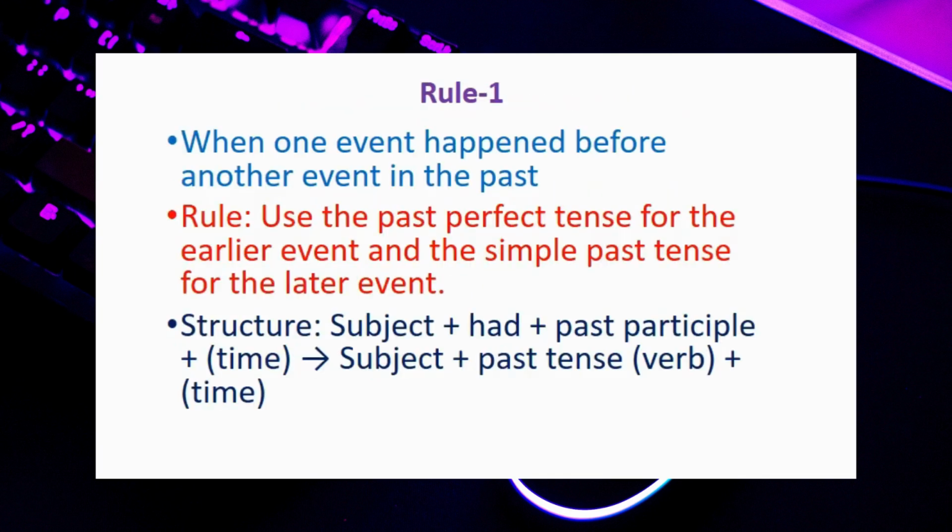Rule number one: when two events happened in the past and one event happened before another event in the past, then we need to use past perfect tense for the earlier event and the simple past tense for the later event. Sentence structure will be like this: subject plus had plus past participle form of the verb for the earlier event, and subject plus past tense of the verb should be used for the later event.